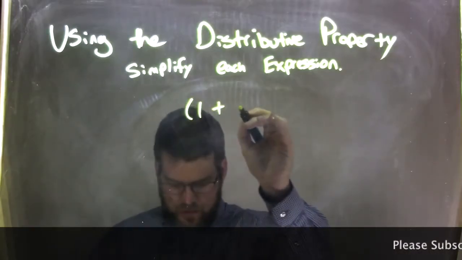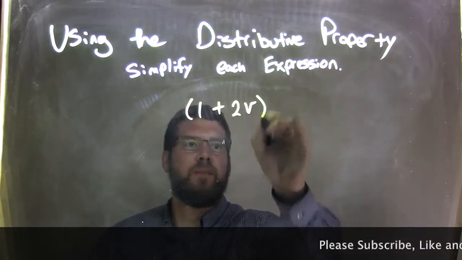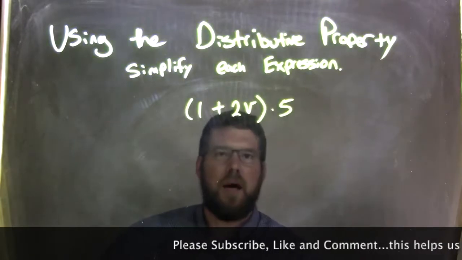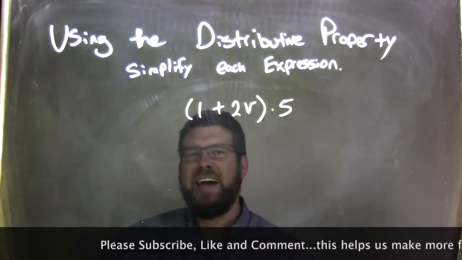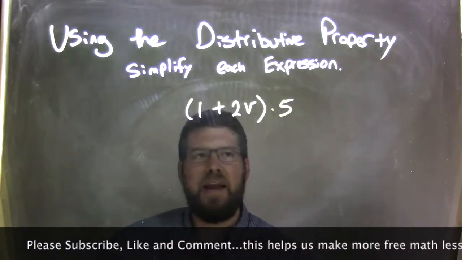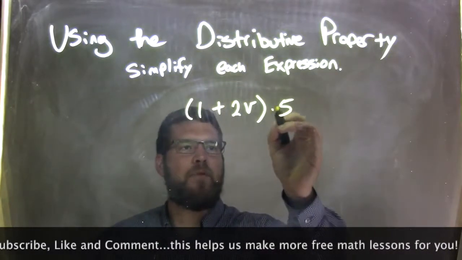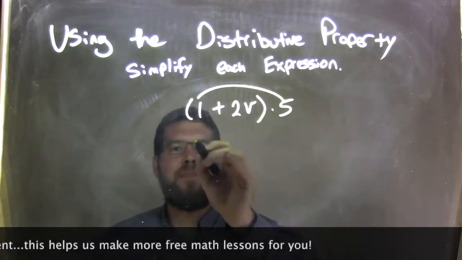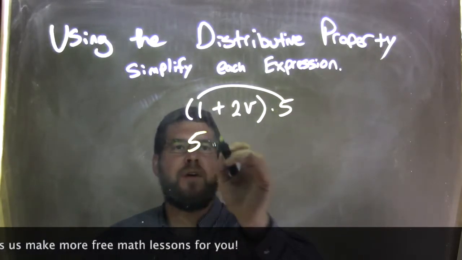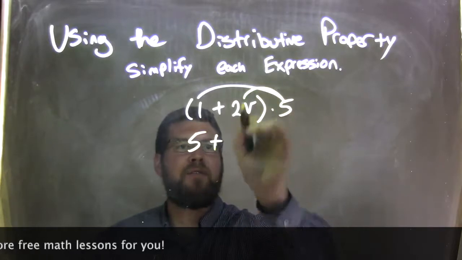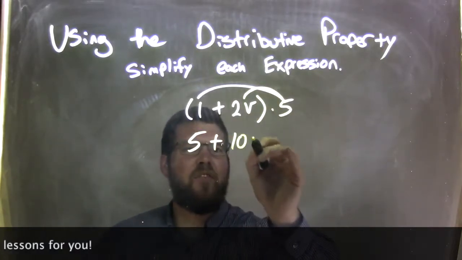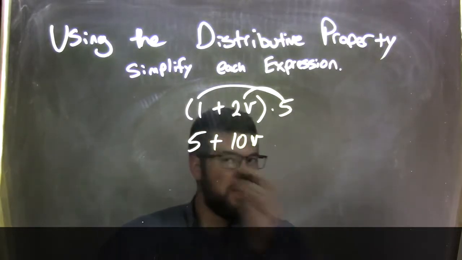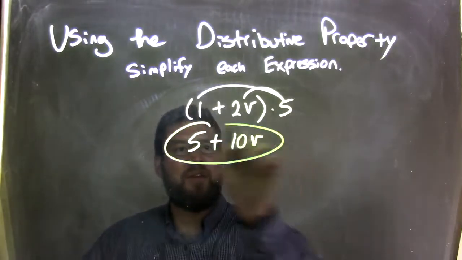1 plus 2v times 5. So 1 plus 2v times 5. 1 plus 2v, not like terms, they're in the parentheses, but we cannot combine them. So we take the times 5, and we have to distribute that back in. 5 times 1, or 1 times 5 in a sense, is 5. Bring down the plus sign. 5 times 2v is 10v, and that is our final answer. Okay? Because they're not like terms. You can't combine it. So this one's fairly simple.